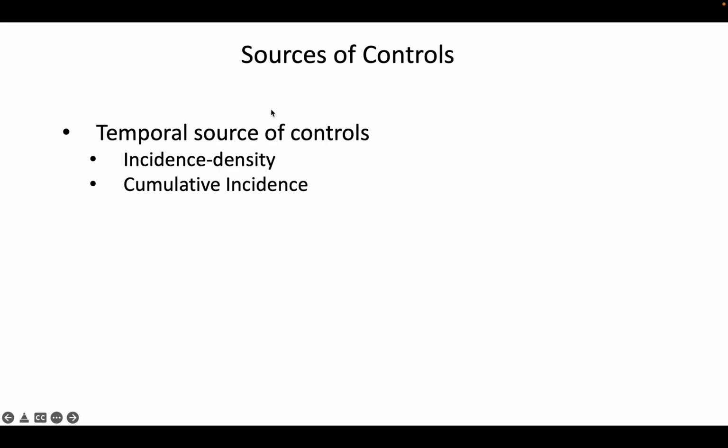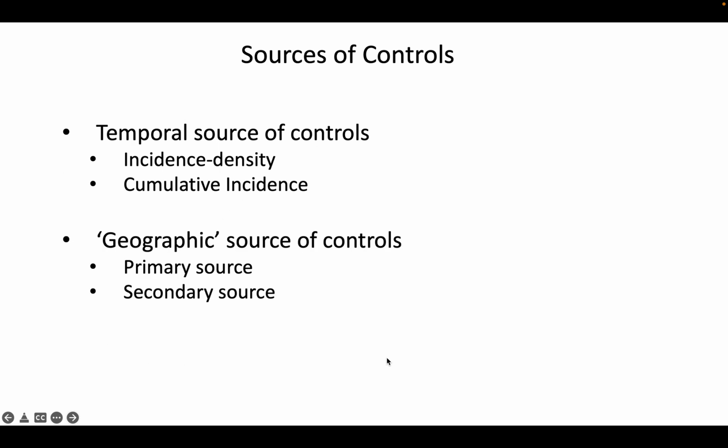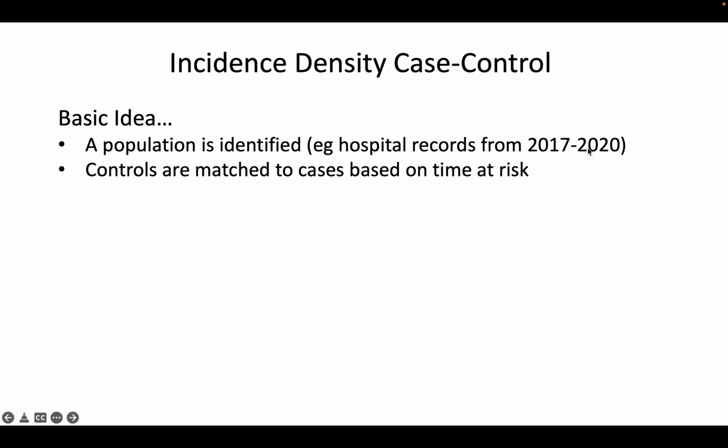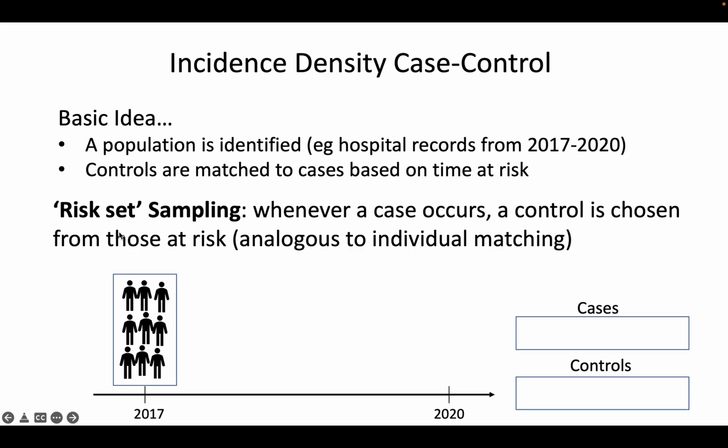So as far as picking controls, there's two basic things to consider. One is when you're picking them temporally, and also the geographic source. So I'm going to go over each of these permutations. For an incidence density case control, if we're using health records from a hospital from 2017 to 2020, every time a case occurs, we pick a control that's been at risk for the same amount of time. We're matching on time at risk. And that's called risk set sampling specifically.